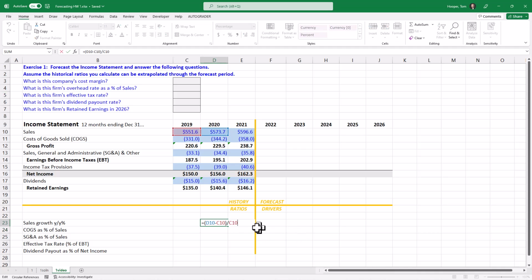I have to use a lot of parentheses. I have to refer to cell C10 twice, so I'm not going to do it that way. Convince yourself by pausing the video that the math is the same if I take this year's sales divided by last year's sales minus 1. The math is the same, but it's simpler, and it still gives us 4%.